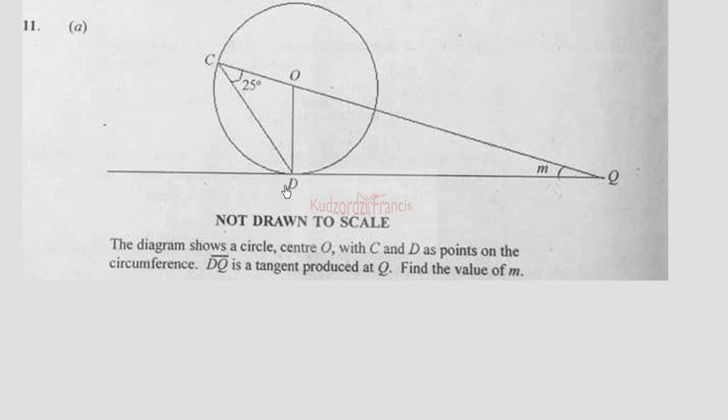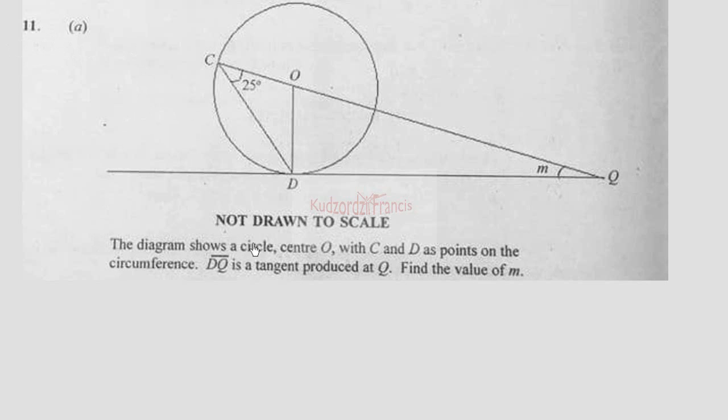WASSCE 2020, the core mathematics paper. This is paper 2. We are finding the solutions to the WASSCE core mathematics paper. Currently, we are starting with question 11.